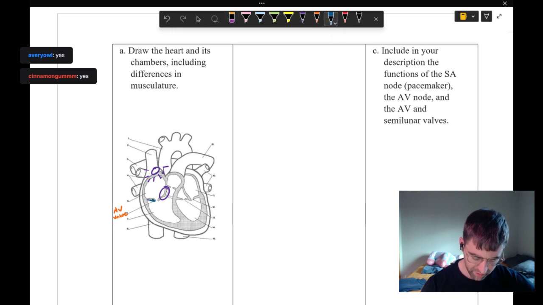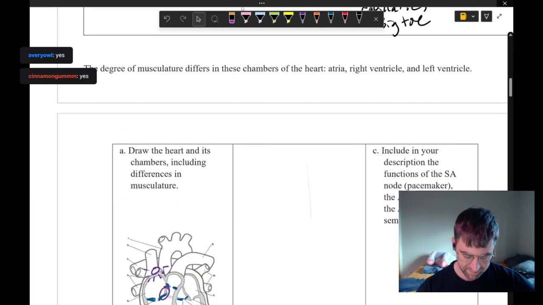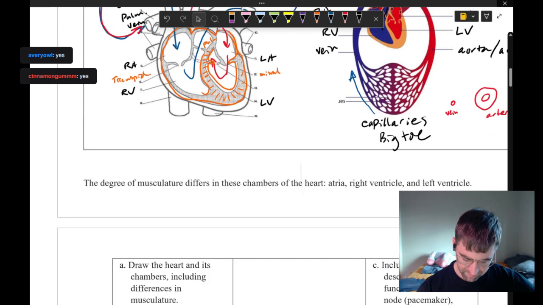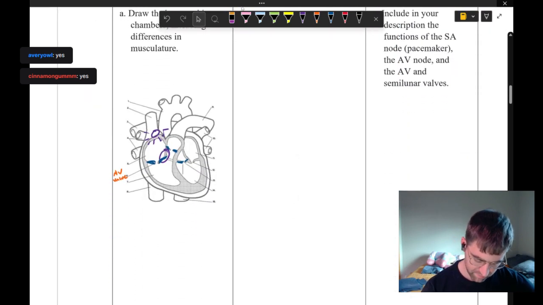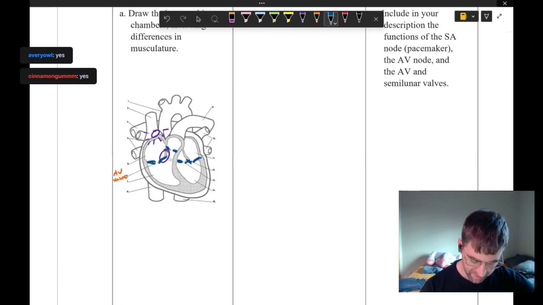So just in blue here, we have, again, the tricuspid valve here. We have the pulmonary valve there. We have, what did we say that was? The mitral valve here, and then the exit from the heart here.